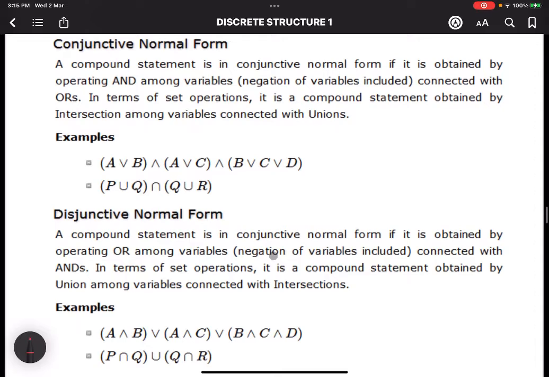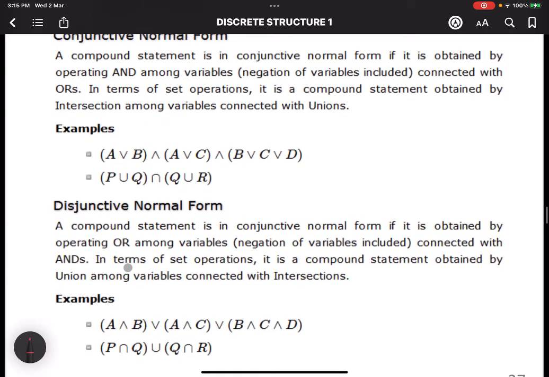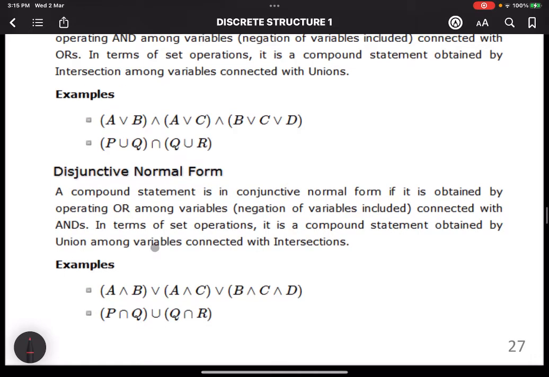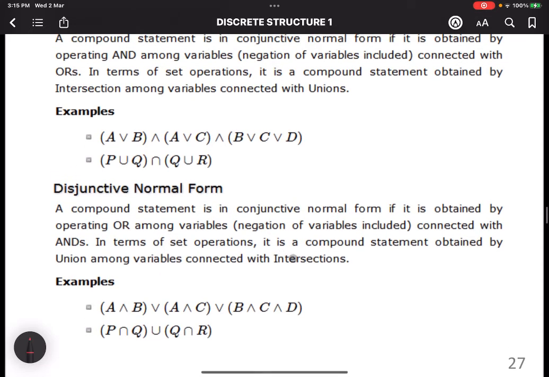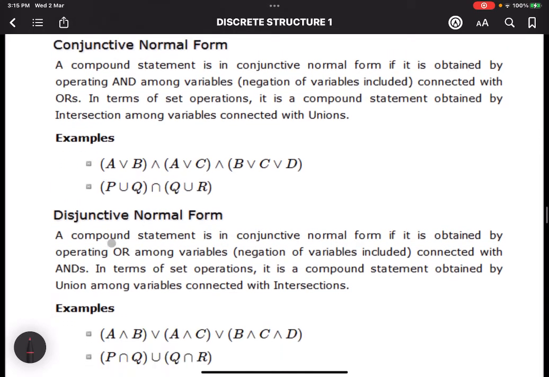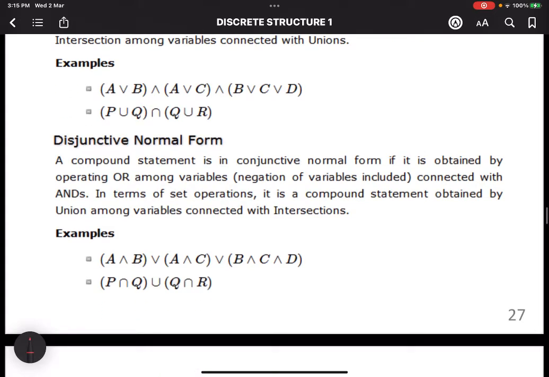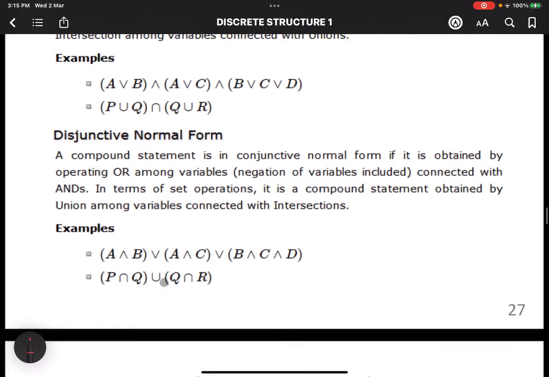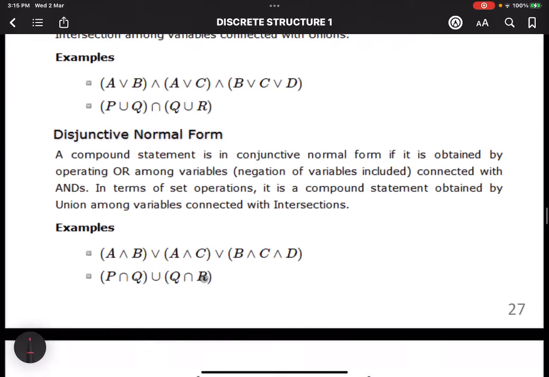In terms of set operations, it is a compound statement obtained by union among variables connected with intersection. It is the reverse, no? Conjunctive and disjunctive are just reversed. Okay? So our example is A and B, or A and C, or B and C and D. Okay? For the set version, the union of P, Q, R is the intersection of P and Q and R. Okay?